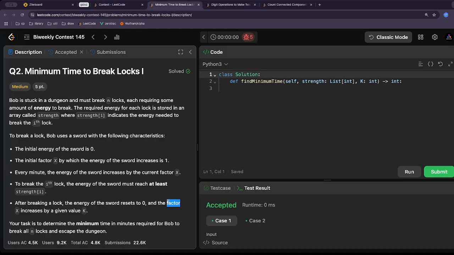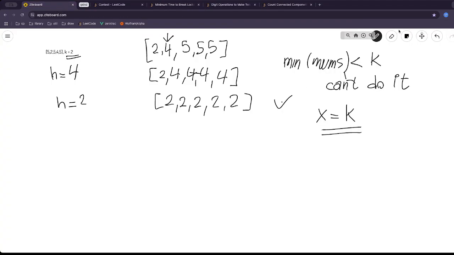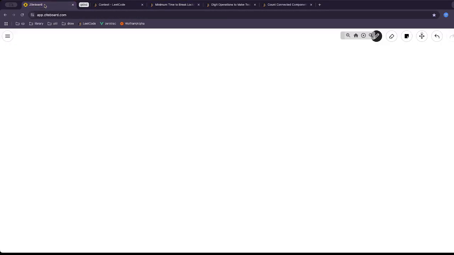And so maybe intuitively it would seem like you want the weakest locks first when the factor is the smallest, right? But it turns out that example 1 already tells you that that's not right. So maybe we can work that out. So what is this? It's 3 for 1 and k is 1. And k is 1, right?